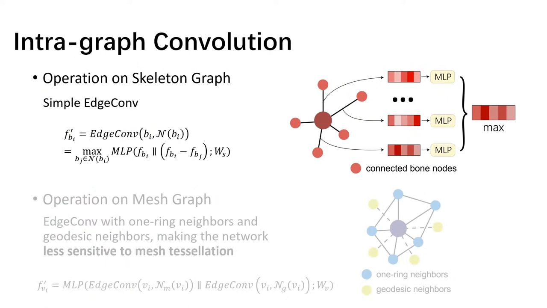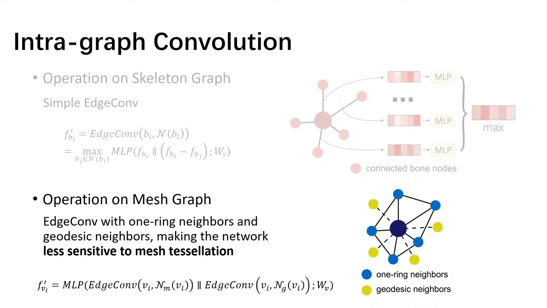Intragraph convolution operations aggregate nodes' local features from their homogeneous neighbors. We build this part based on EdgeConv. The operations on the skeleton graph and mesh graph are slightly different. For a skeleton graph, we simply use EdgeConv. For the mesh graph, a vertex's receptive field is restricted by the distances to its one-ring neighbors, which is affected by the mesh tessellation. To tackle this, we adopt the operation introduced in RigNet, which performs EdgeConv within a node's one-ring neighbors and geodesic neighbors. A node's geodesic neighbors are those whose geodesic distance from the vertex is within a threshold.